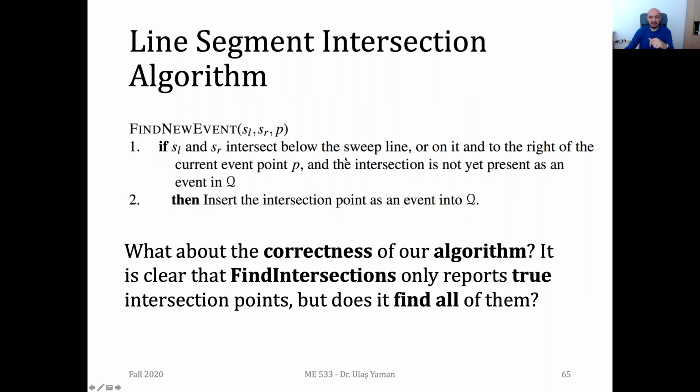In the if condition, you should be computing whether they are intersecting or not. Depending on the coordinate of the intersection, you should be adding the events or not into the event queue data structure. So what about the correctness of our algorithm? With the help of these algorithms, can we find all these intersection points?